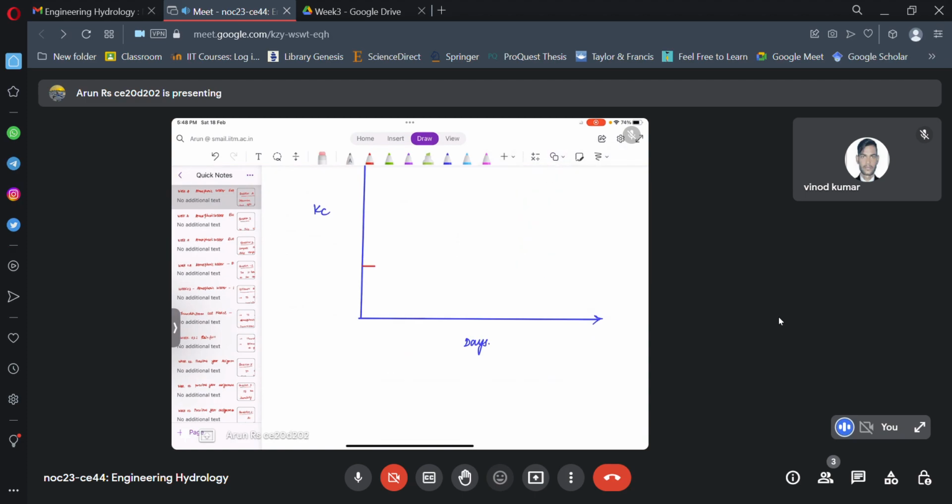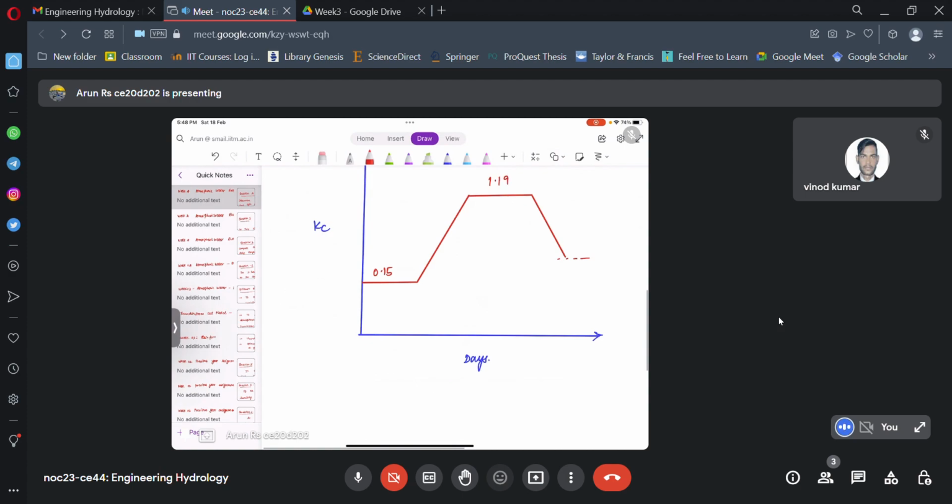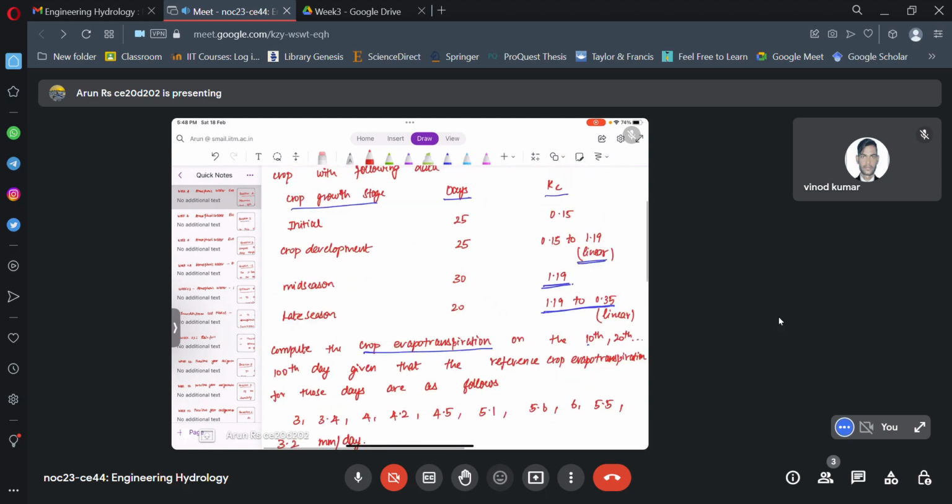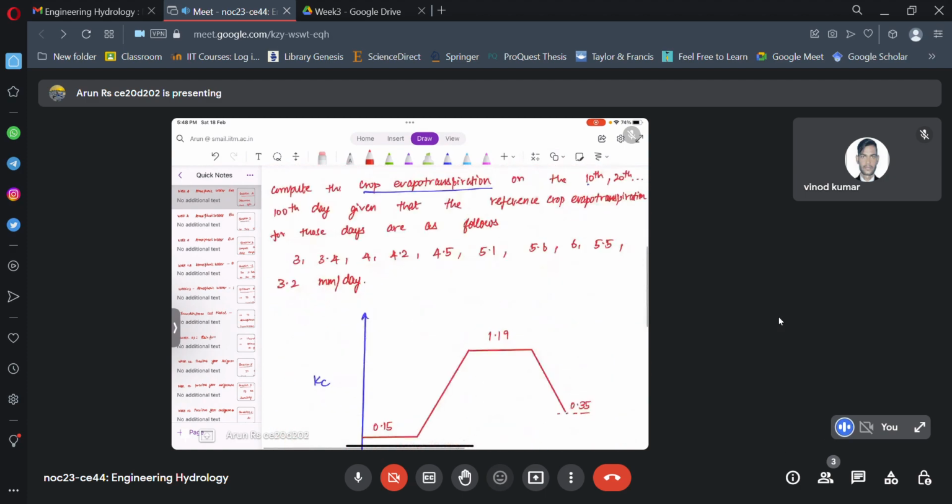So it varies something like this. First 20 days it will be constant, then again it increases, the plant is growing, and the plant has reached a certain amount of growth, and just before the harvest it again decreases. So this is the kind of variation. So here it is 0.15, here it is 1.19, and here it is 0.35.